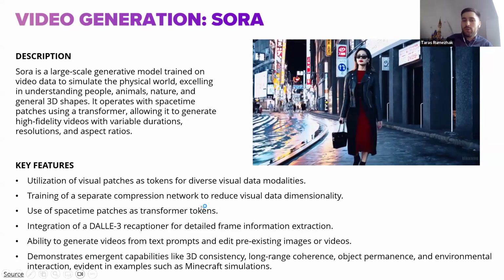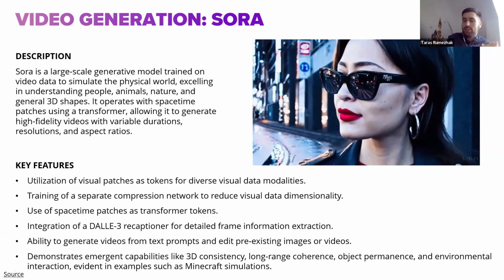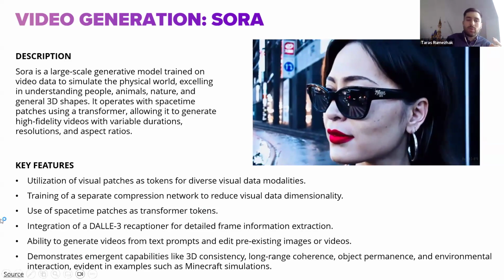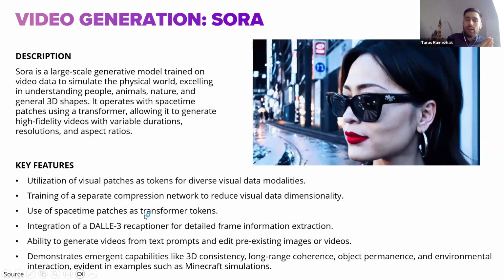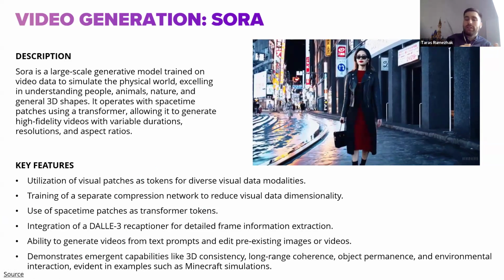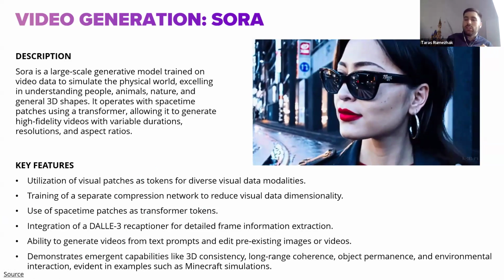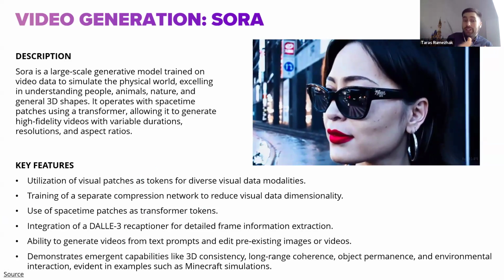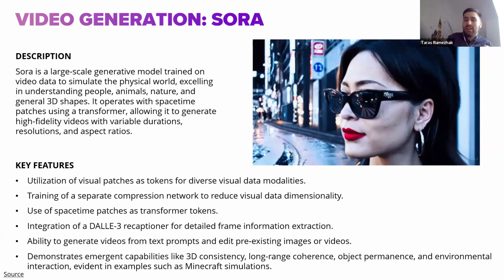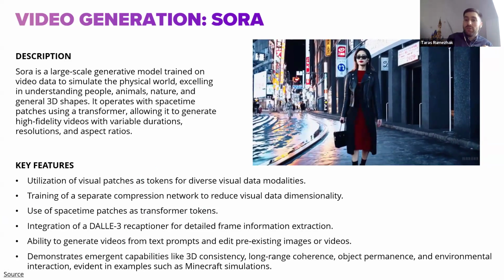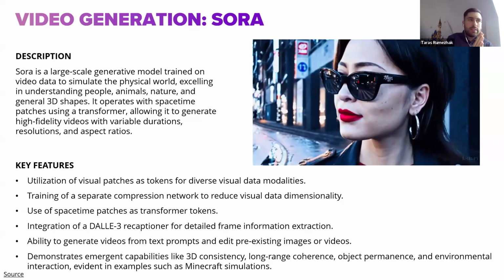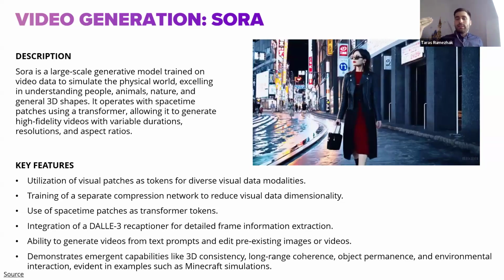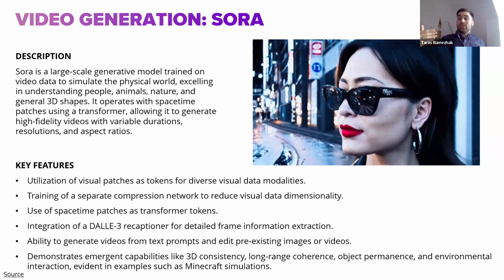To compress this, instead of using a standard variational autoencoder, as previously, they trained a separate compression network. As well, they have space-time patches for transformer tokens. So they have different types of tokens that are needed for actual space-time understanding of the video. To give you an example, imagine the video, for example, me, and where this space-time patch is critical.